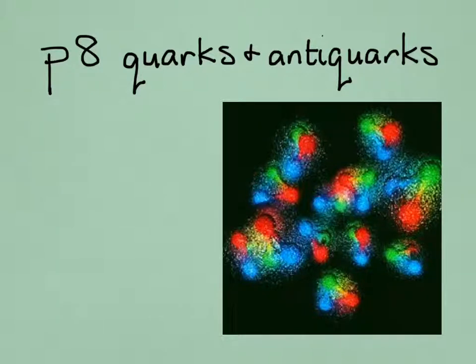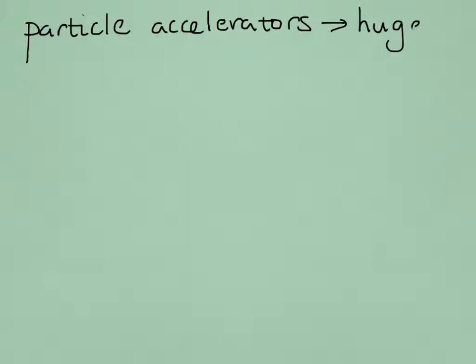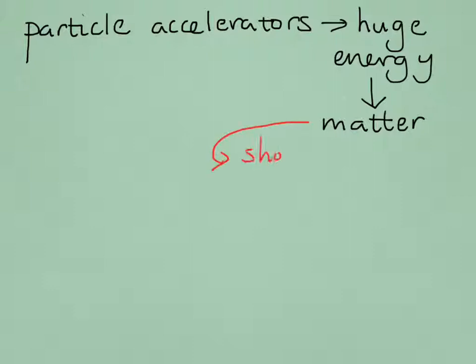P8, quarks and antiquarks. Okay, so we've talked about particle accelerators. As we've made them over the years, they have got more and more energetic, so huge amounts of energy. And what happens to that energy in collisions is that some of it turns into matter. So you typically get showers of particles.